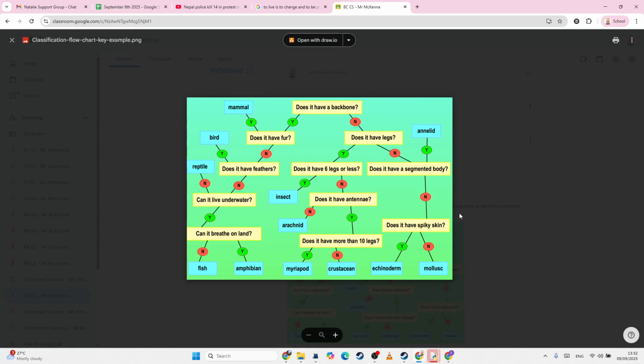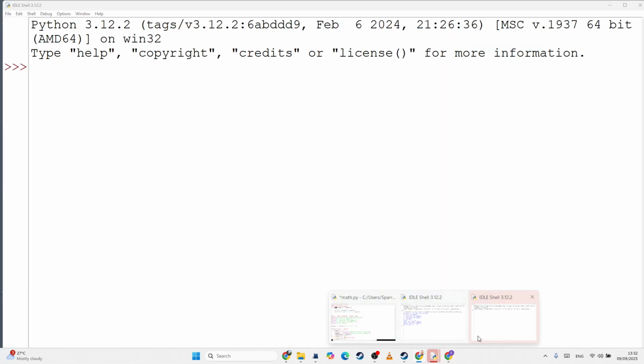Okay, so how did it work? We asked a question, and the answer was always yes or no. So, does it have a backbone? Yes. Does it have fur? No. Does it have feathers? Yes. It's a bird. So hopefully you have made this already for your system. What we're going to do today is try and program something like that.